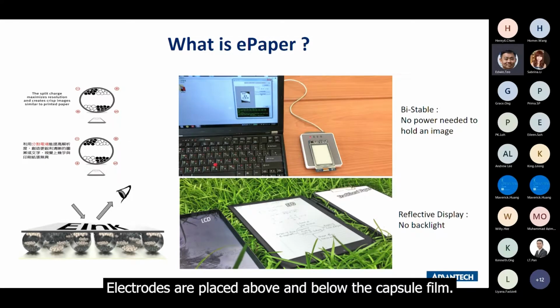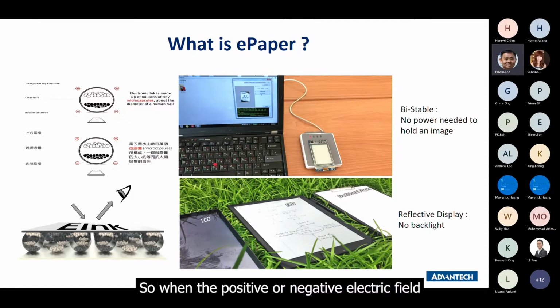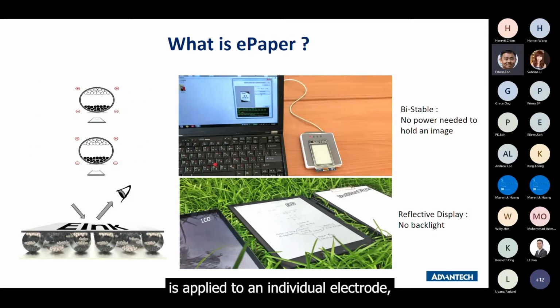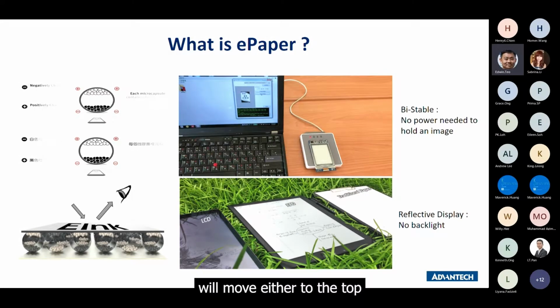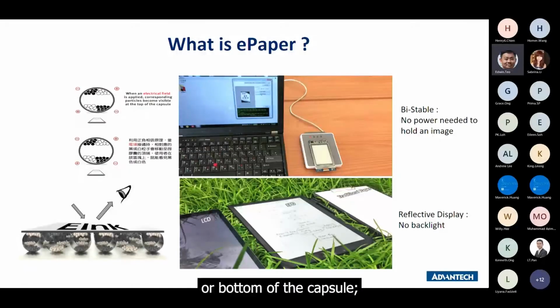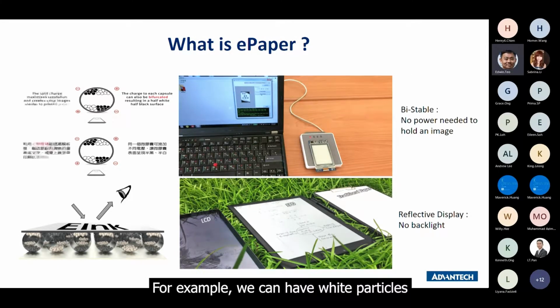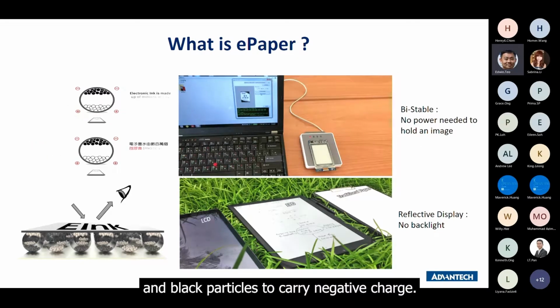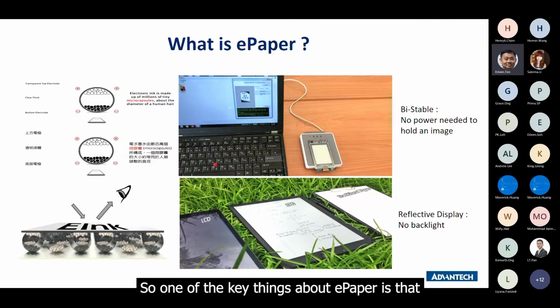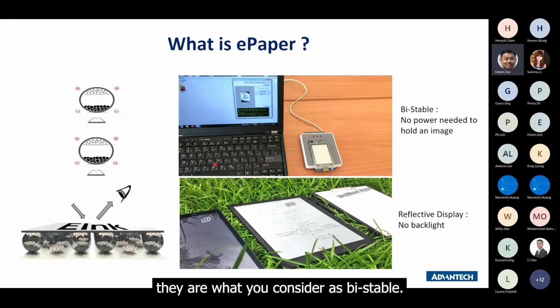Electrodes are placed above and below the capsule film. When a positive or negative electric field is applied to an individual electrode, the color particles with the corresponding charge will move either to the top or bottom of the capsule, making the surface of the ePaper display appear a certain color. For example, I can have white particles carry a positive charge and black particles carry a negative charge.